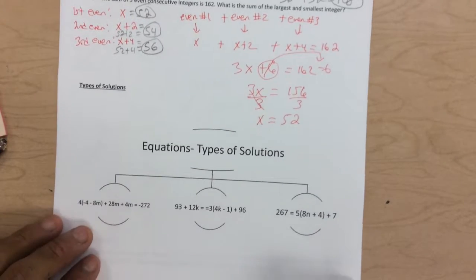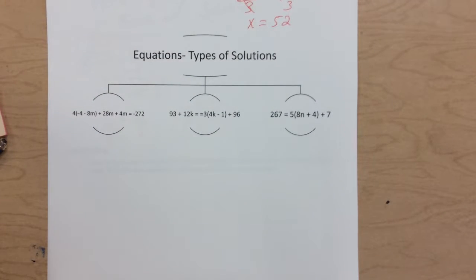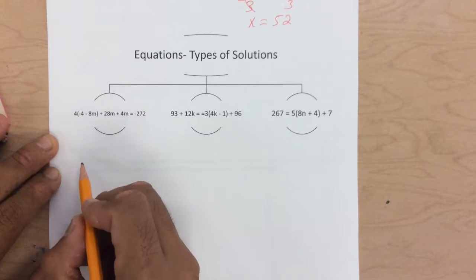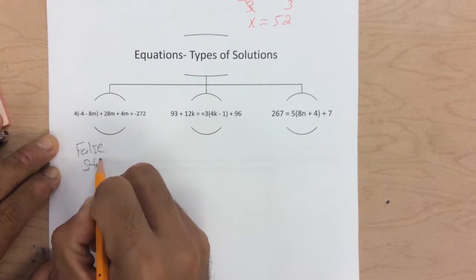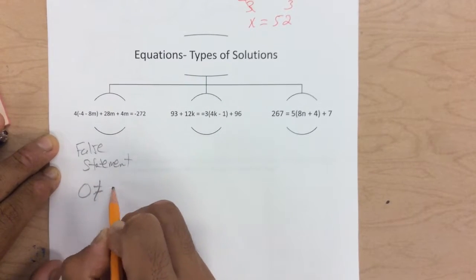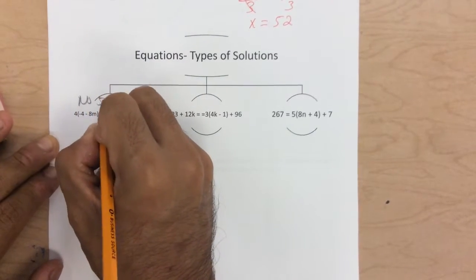Now, I am not going to work out the bottom part, the types of solutions, but I will tell you what the solution comes out to be. If you have any specific questions about the problem, please do not hesitate to ask me, but do take the time to work these problems out to make sure that you get the same answer as we did. So for this one, you should end up with a false statement, something like 0 does not equal 256. And that means it's no solution.